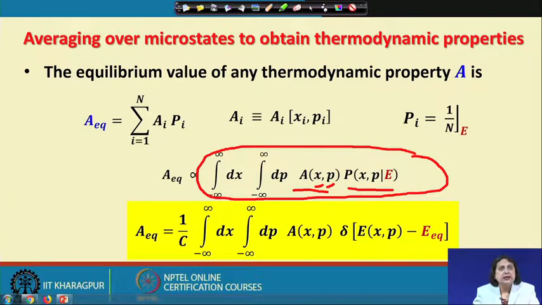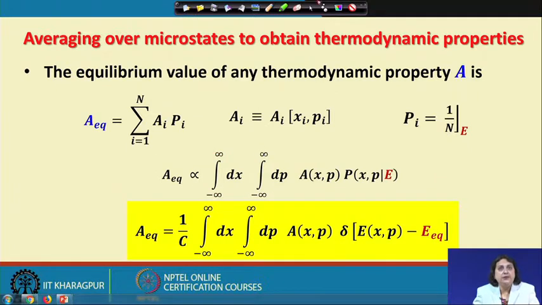But as you see, when I am evaluating A equilibrium, instead of having a sum over the dimensionless microscopic states, I am now having an integration over the phase space. So, while this equilibrium value was dependent only on the dimensionless quantity P_i, now I have introduced in my discussion the dimensions corresponding to dx and dp. So, obviously, when I normalize this probability, there will be some normalization constant appearing here that I have indicated as 1 by c.